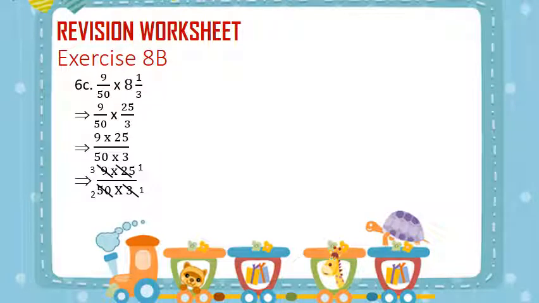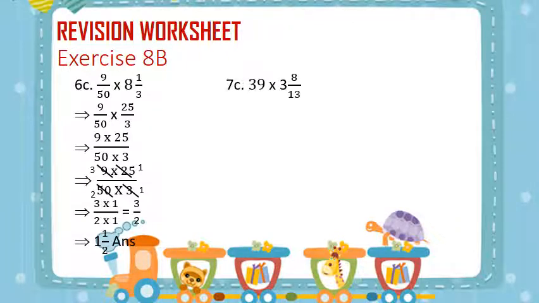So what is left? 3 multiplied by 1 upon 2 multiplied by 1, which is equal to 3 by 2. And it can be written in mixed fraction as 1 upon 2. So this is our answer. Now let's move to the C part of question number 7.